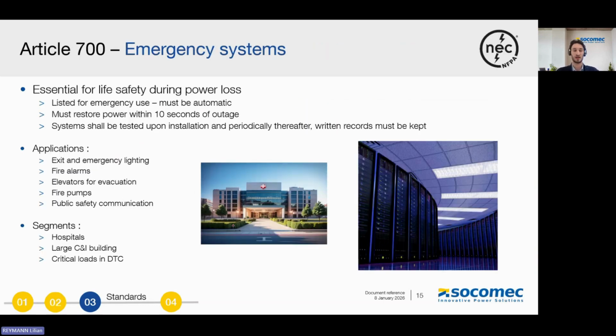Then we have some standards that are mentioned in the NEC, the National Electric Code. We have Article 700, which is meant for emergency systems. What an emergency system is, this is very easy. This is the strictest one. It says that the transfer switch must be automatic. It must restore power within 10 seconds of outage. And there are some requirements about the system, about the test upon installation, and some written records that we must keep when it's installed. And there is also an inspection every year.